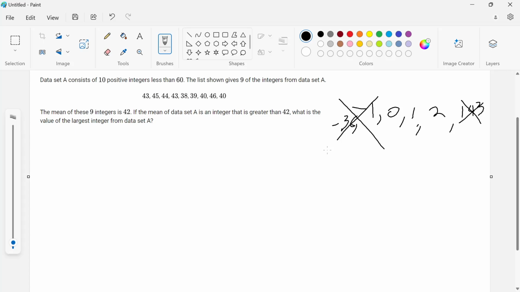The mean of these 9 integers is 42. If the mean of data set A is an integer greater than 42, so it's got to be 43, 44, 45, 46, 47, whatever. The mean of all 10 has to be some integer greater than 42. It's going to be less than 60 because all the integers are less than 60. It says, what is the value of the largest integer from data set A? Well, I've got to find that 10th integer first.